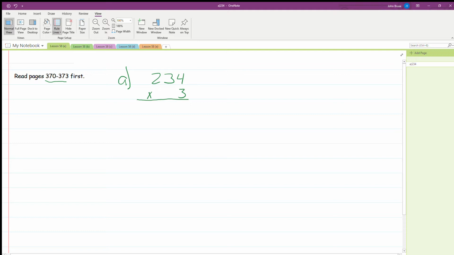So we're going to start by multiplying 3 times 4. So we're going to do 3 times 4 is 12. And then the 1 in 12, which is in the tens place, we're going to go ahead and carry that to the tens place in our multiplication problem. Then we're going to multiply 3 ones times 3 tens and add one more 10. So we've got 3 times 3 is 9, plus one more 10 makes it 10 tens.